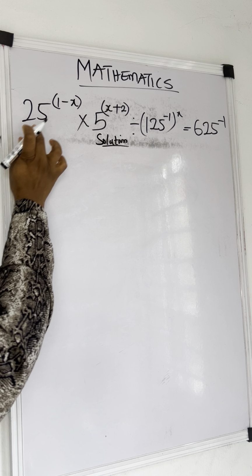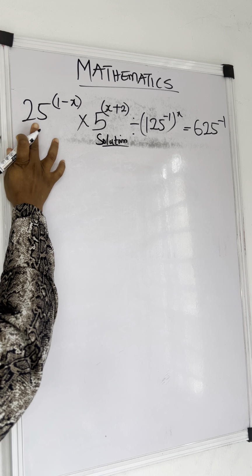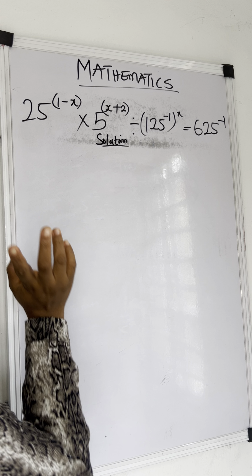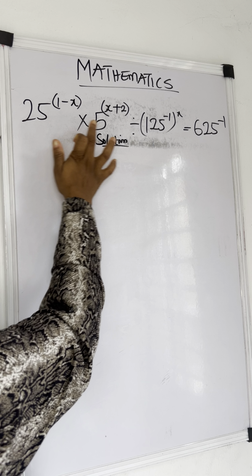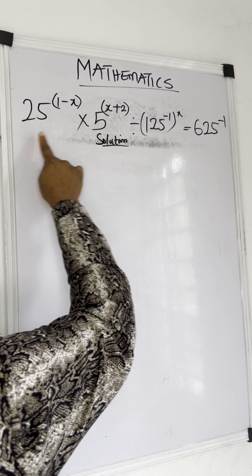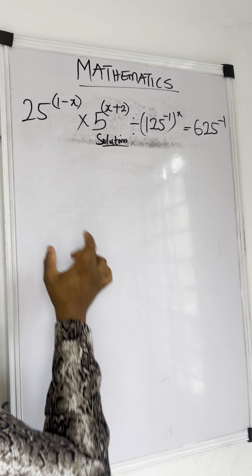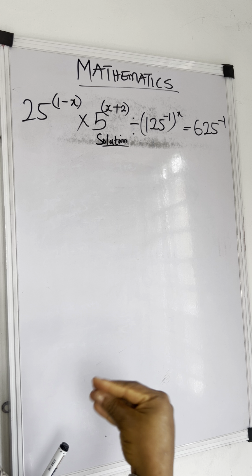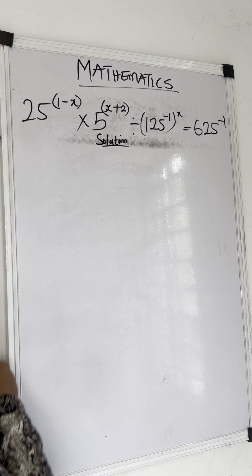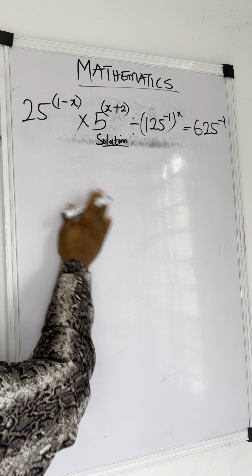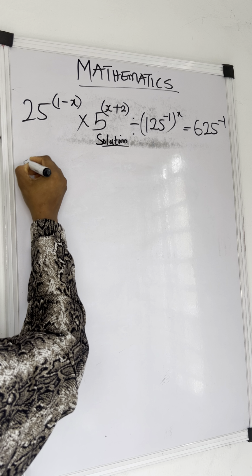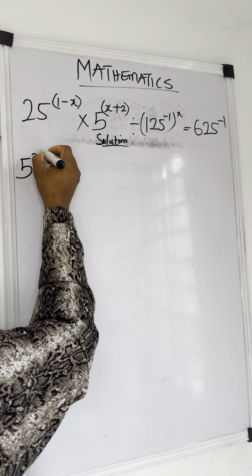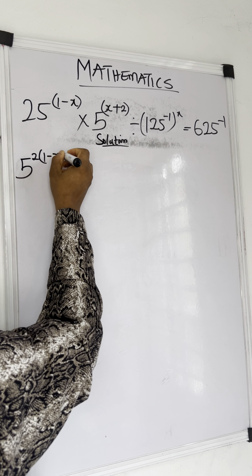If you look at these first two, right, we can change this to base 5. Now the first thing to do, if you look at the bases, is to change all the bases to base 5. We can make all the bases the same, so it's going to be easy to tackle. So let's start. 25 in base 5 is going to be 5 raised to power 2. Then we put back our 1 minus x.